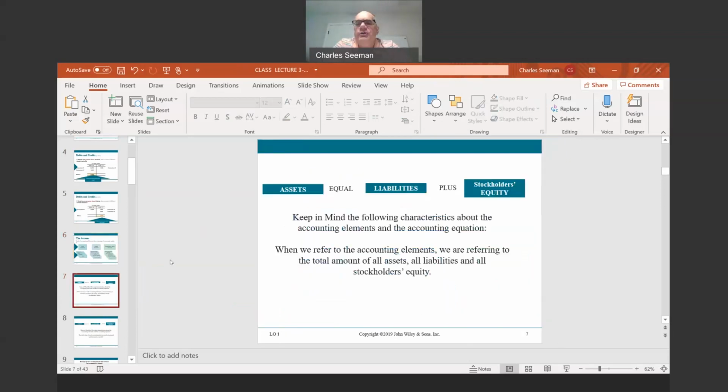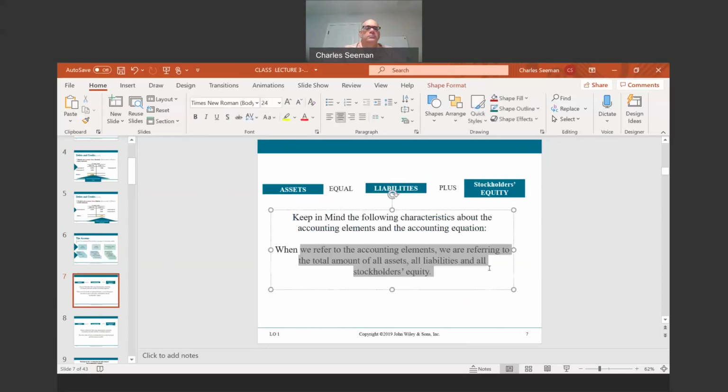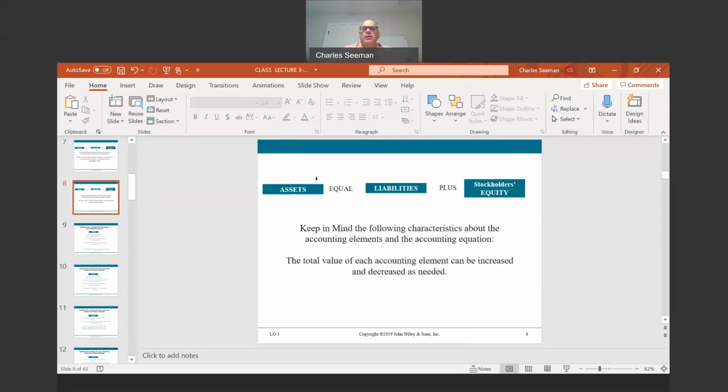So keep in mind the following characteristics about the accounting elements of the accounting equation. When we refer to the accounting elements, we are referring to the total amount of all assets, all liabilities, and all stockholders' equity. The total value of each account may be increased or decreased as needed. So assets are increased by a debit. Liabilities and stockholders' equity are increased by a credit.